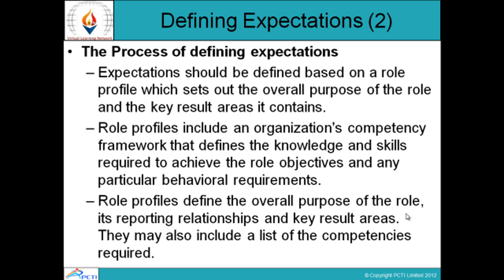The process of defining expectations. Expectations should be defined based on the role profile, which sets out the overall purpose of the role and the key result areas it contains. Role profiles include an organization's competency framework that defines the knowledge and skills required to achieve the role objectives and any particular behavioral requirement. Role profiles define the overall purpose of the role, its supporting relationships, and key result areas. They may also include a list of competencies required.